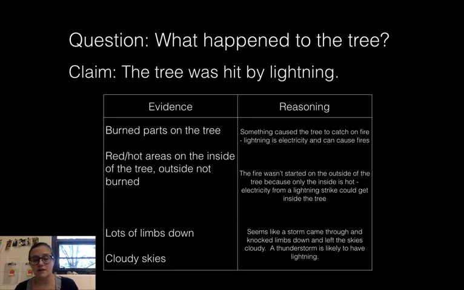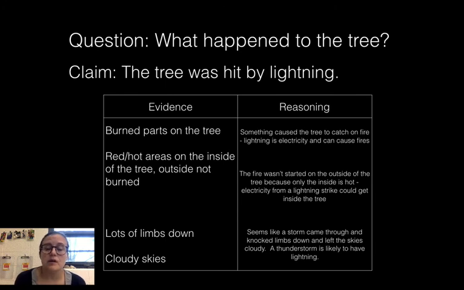Now here's my reasoning. So seeing burned parts on the tree led me to believe that something caused the tree to catch on fire. Lightning is electricity, and I know that that can cause fires. So I also noticed the red hot areas on the inside and the outside isn't burned. That made me think that the fire wasn't started on the outside of the tree because only the inside was hot. Electricity from a lightning strike, I thought, could get inside of the tree. I also thought that maybe a storm came through and knocked some limbs down and left the skies cloudy. So the lots of limbs down and the cloudy skies, my reasoning was that was probably from a storm, and I know a thunderstorm is likely to have lightning.